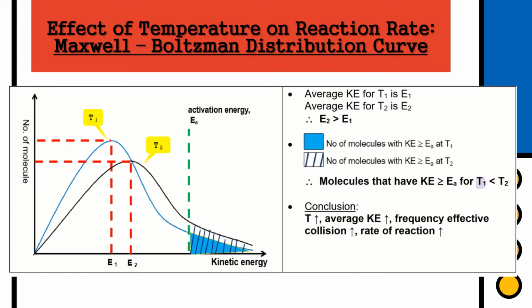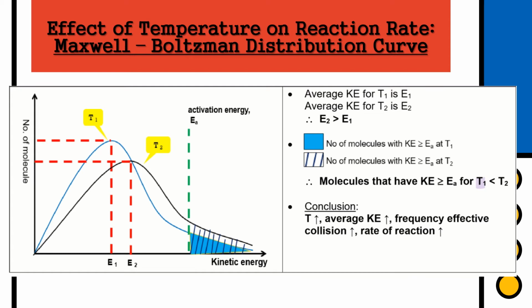So, the conclusion that we can make is, as the temperature increases, the average kinetic energy will increase, thus the frequency of effective collisions will increase and the rate of reaction will also increase. So, in the exam, if the question asks you, by a graphical method, describe the effect of temperature on reaction rate, meaning you need to draw this Maxwell-Boltzmann distribution curve.